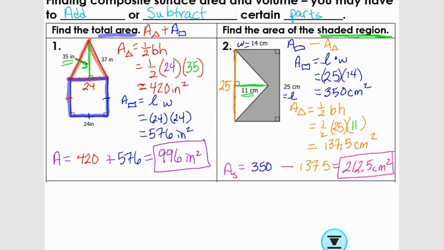Okay, so when we have a composite shape, you have to add or subtract different parts to get the part you're looking for. So it takes a little problem solving at the beginning to make sure that you're picking the correct shapes and the correct strategy. Let's take it up a notch now and try surface area and volume with composites.